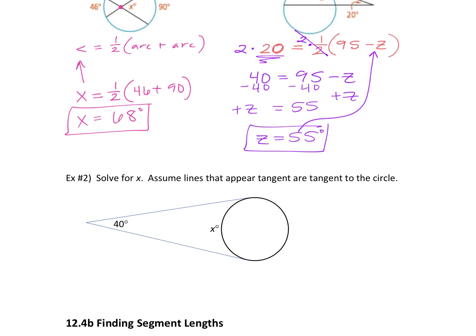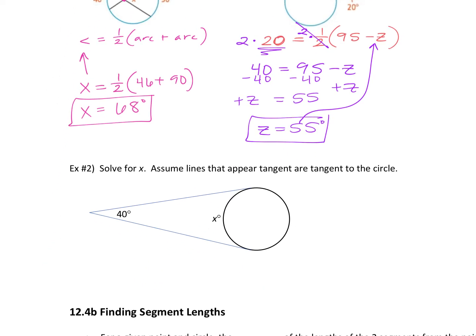Okay, example 2 gets a little bit fancier because it feels like there's not enough information. Look at what it says. You're going to solve for x. It says assume lines that appear to be tangent are tangent to the circle. So here's a point of tangency, and here is a point of tangency. The idea is, first of all, are you adding or subtracting on this one? Subtracting, because it meets outside the circle, okay? So what is your standalone? 40. The 40. So 40 is going to equal half of the bigger arc minus the smaller arc.